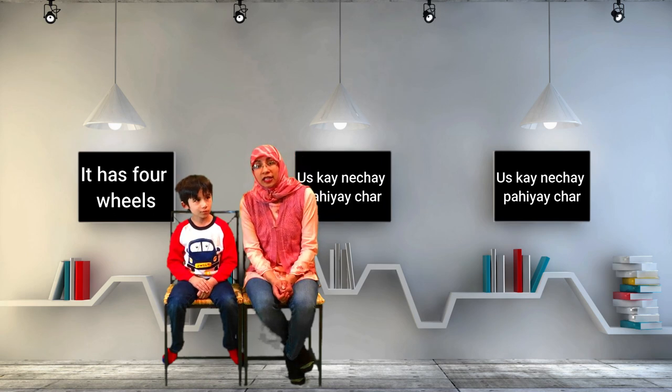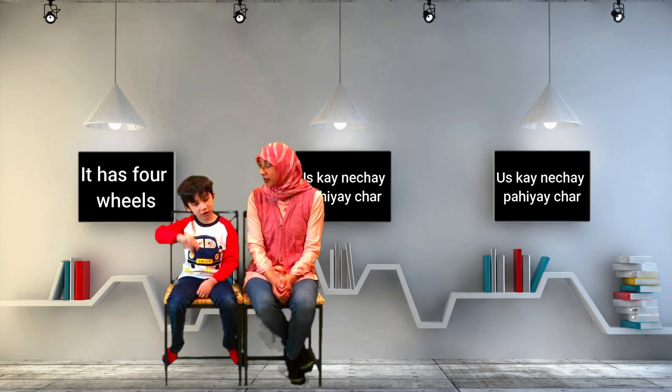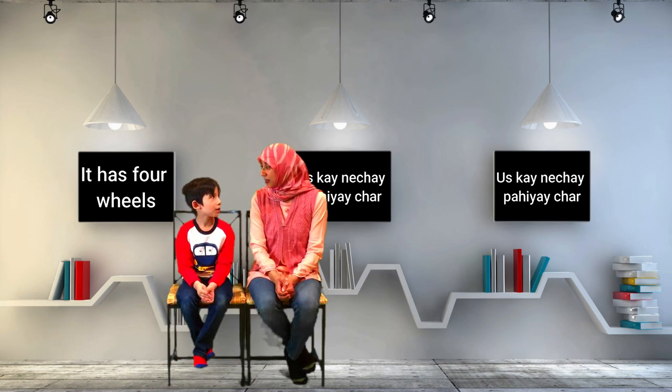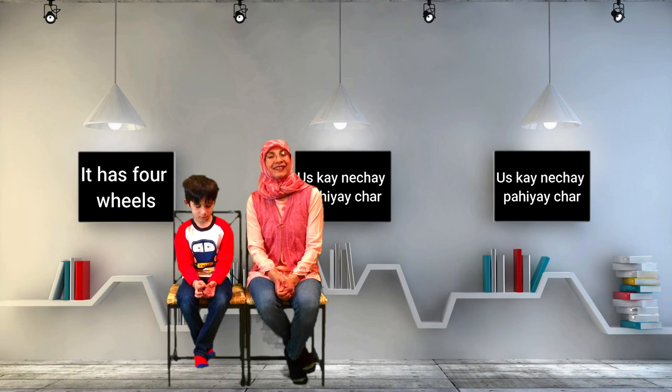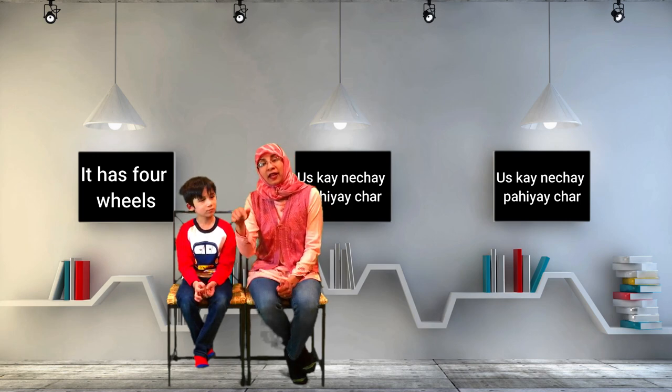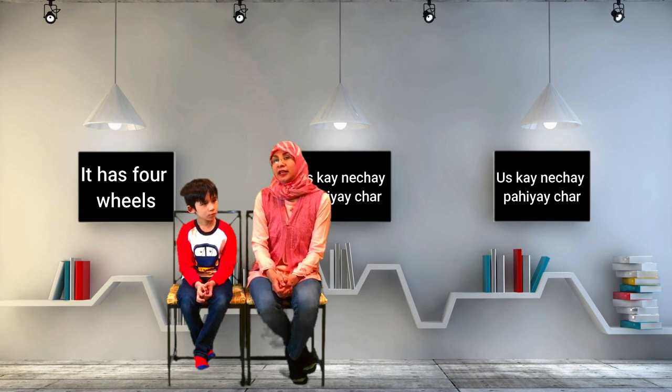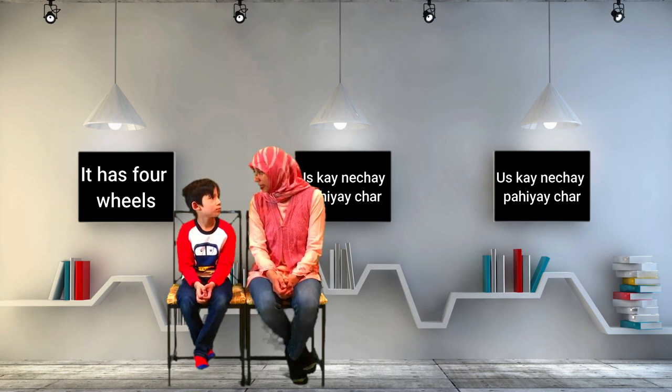Abbu Laeay Motor Car. Uske niche pahiye char. And what is pahiye? Tires. Uske niche, that car has the pahiye char, four wheels. So, Abbu Laeay Motor Car, Dad brought a car and it has four wheels, is what it says, right?